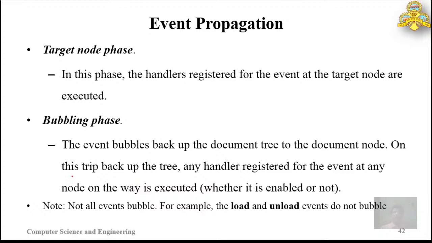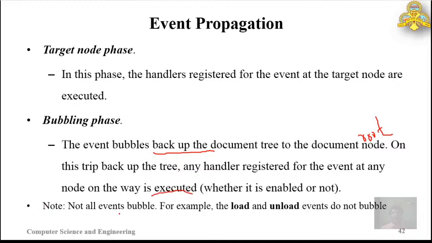In the bubbling phase, the event bubbles back up the document tree to the document node. That means from the target node, where the event is generated, to the document node, the document root node. While moving up, any registered handler, whether enabled or not enabled, is also executed.